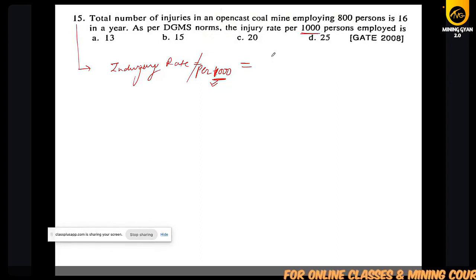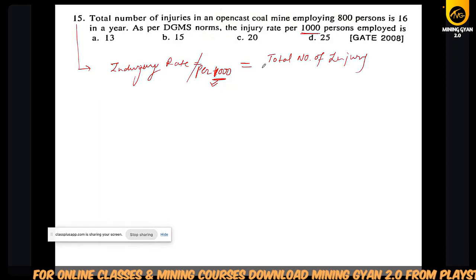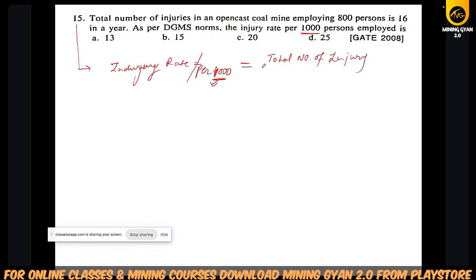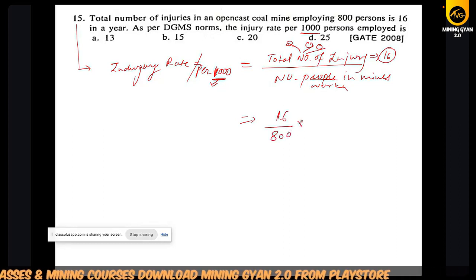So here the total number of injuries divided by the number of people in the mines, or workers. Here they have given us the total number, 16. If they give it in divisions, we will add all of them and put it here. So here it is 16 divided by 800, and we have to find it per 1,000, so we will multiply by 1,000.